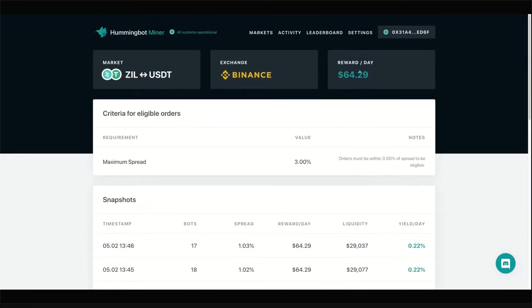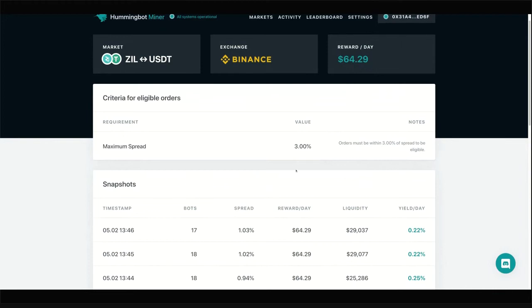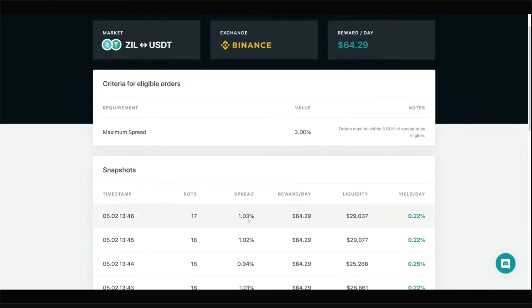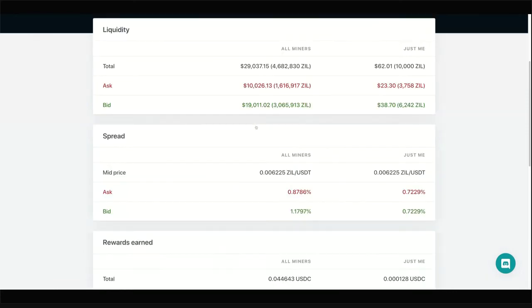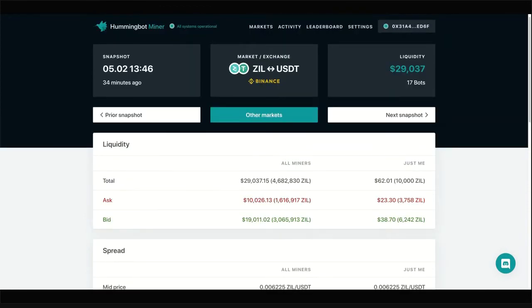Right now, this market is paying 64 rewards per day. This is actually divided into per minute increments, so every minute there's like 4 or 5 cents available in this market. You can see every minute we take an order book snapshot. It seems like in the last 5-10 minutes, there are about 17 bots. Currently in this snapshot, which was taken about 30 minutes ago, there were 29,000 total amounts of liquidity being provided.